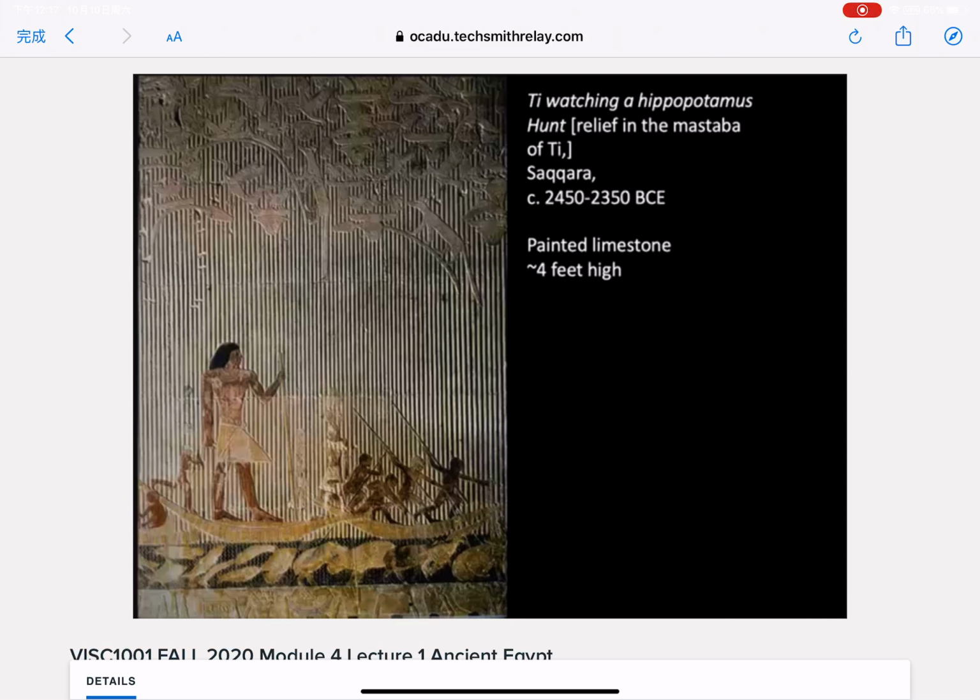And the river is depicted as a band of blue. And you can see that it teems with life. There are all sorts of fish, as well as hippopotamus, who are compressed into this horizontal band, again emphasizing the abundance of the Nile and its life-giving nature.